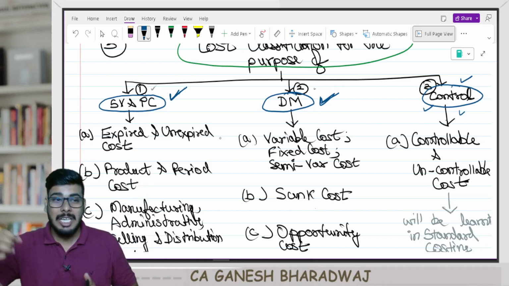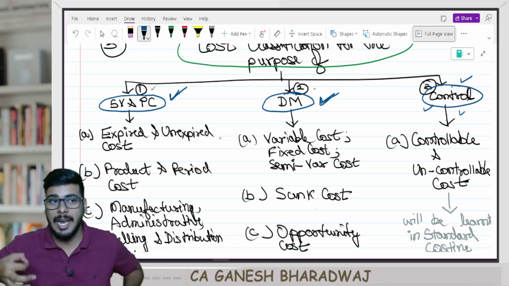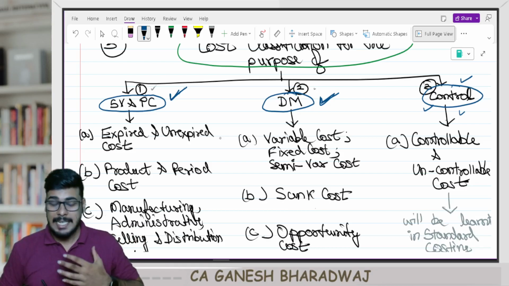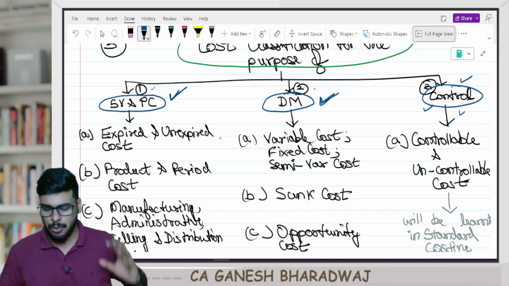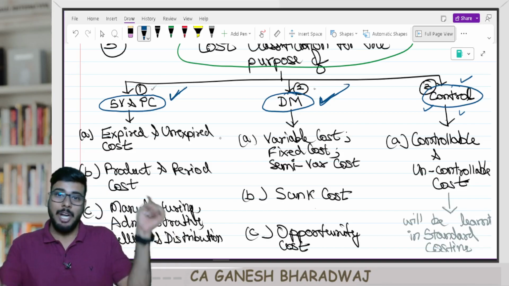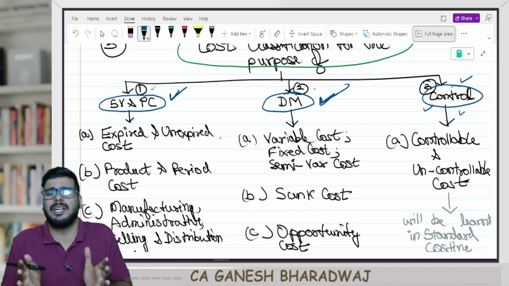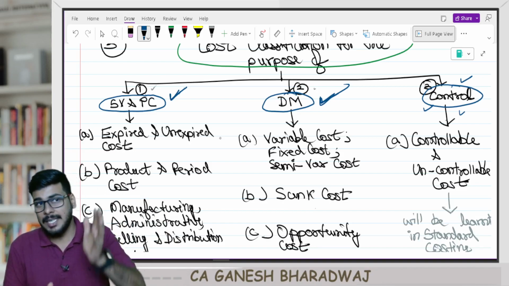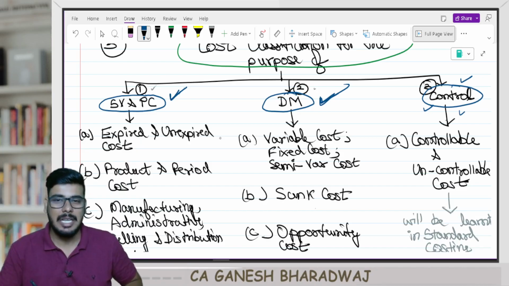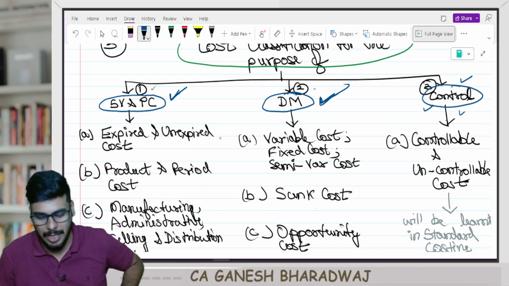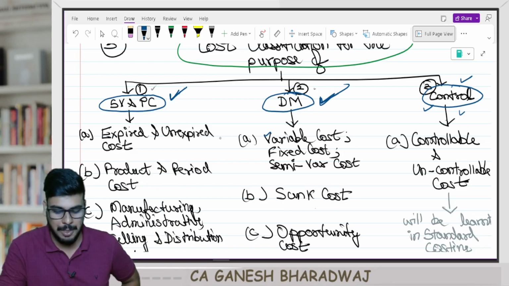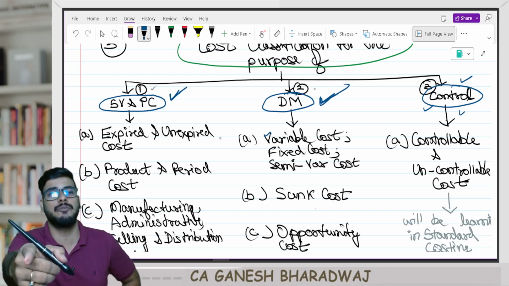Now, if you are looking at a chapter like marginal costing, right? There is a chapter called marginal costing. That chapter squarely fits into the category of decision making. If you want to achieve decision making, this chapter, marginal costing, just an example, helps you achieve what? Decision making, correct? In this chapter, the very same cost has to be looked at from the perspective of variable cost and fixed cost. It should not be looked at from the perspective of expired and unexpired. Are you clear with this?